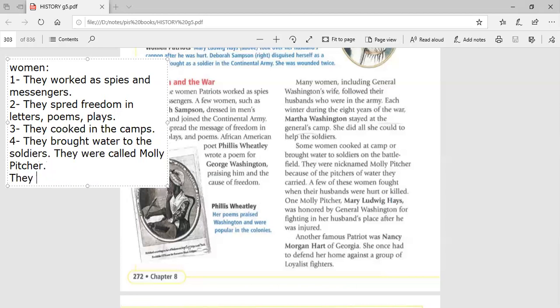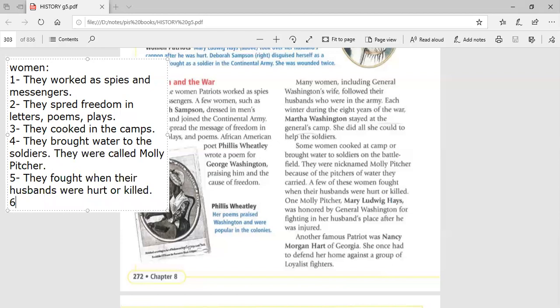They fought. This is number five. They fought when their husbands were hurt or killed. Okay. Number six. We have some examples of the women. For example, we have a woman called Deborah Samson.